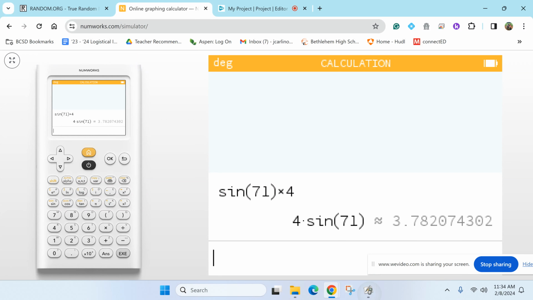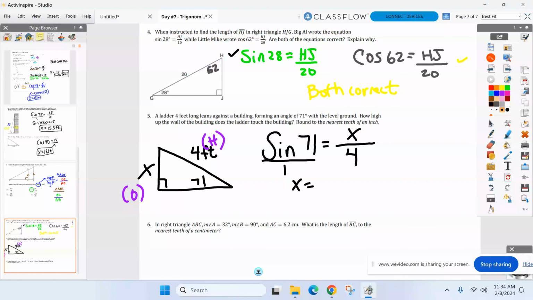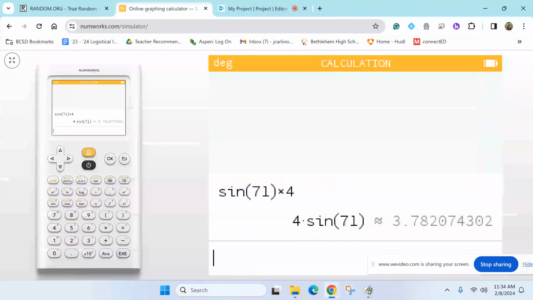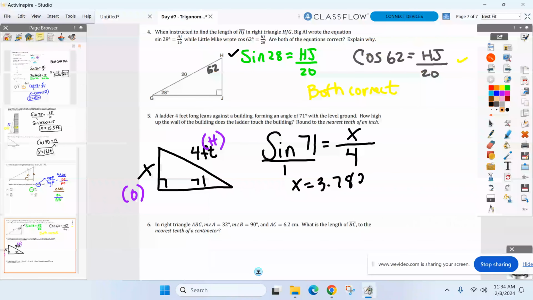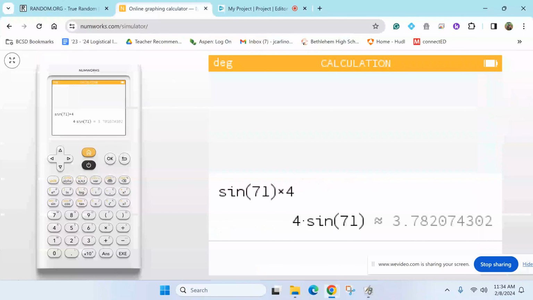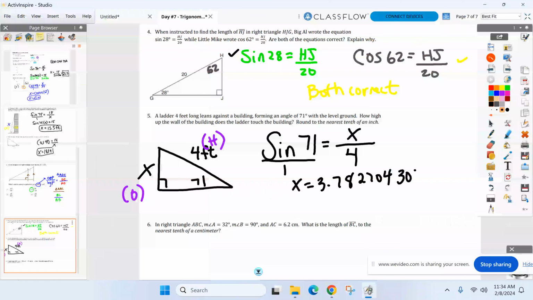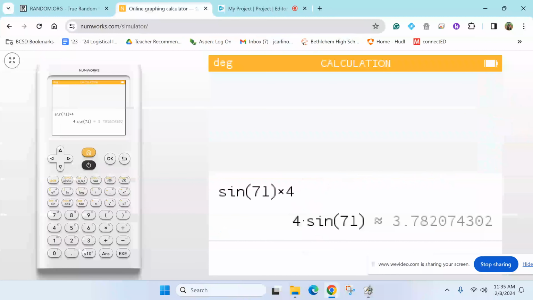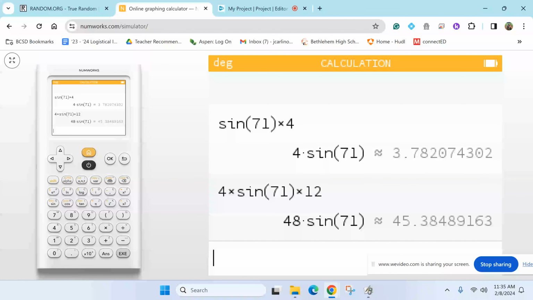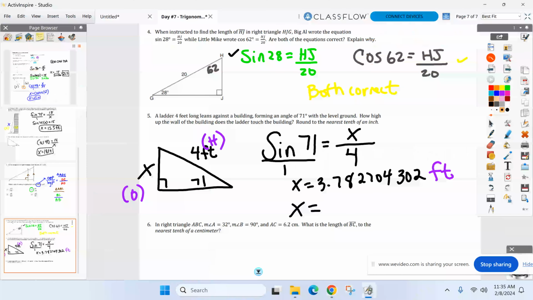So my answer of 3.78, get everything written here, 3.78, that is feet. Not what I want. I want inches. So how do I convert that? How do I convert those feet to inches? Multiply it by 12. Now your answer's in inches. 45.4.